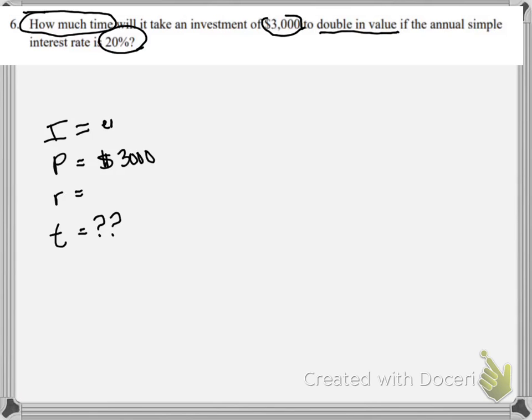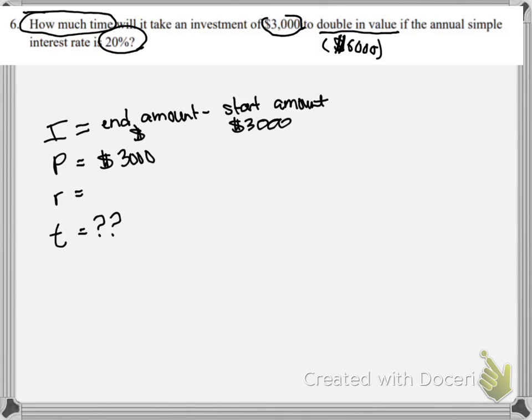So remember, our total amount of interest is our end amount minus our starting amount. We know that we're starting with $3,000. So if 3,000 doubles in value, what does that mean? Well, that means that you end up with $6,000. So how much interest is that? Well, we have $6,000 minus $3,000. So that means that our goal is to get $3,000 in interest. Lastly, we have an annual simple interest rate of 20% or 0.20.